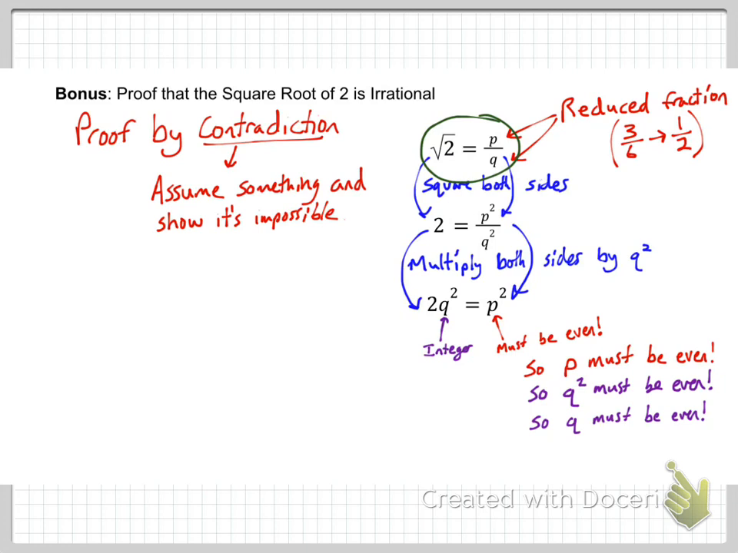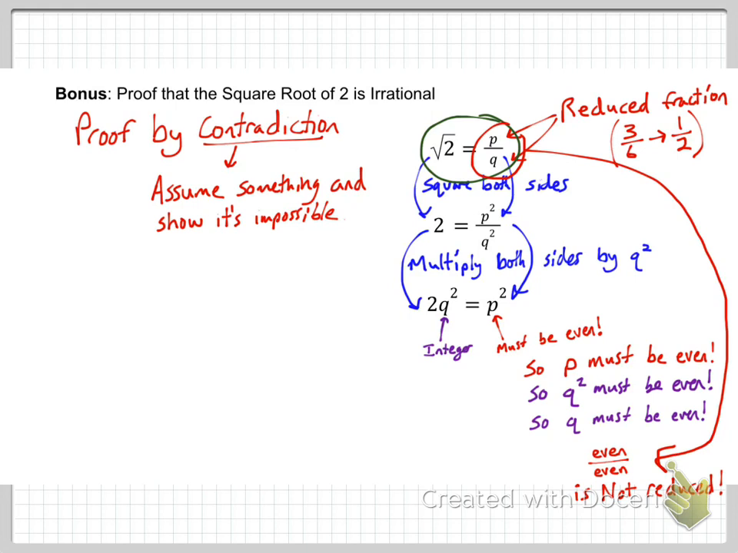And we've arrived at our contradiction, because if you look up here, we assumed that p over q is simplified, but we just showed that p must be even and q must be even. But an even number divided by an even number is not reduced, because you can divide the top and bottom numbers by 2. So what happened? Well, we just showed that that was impossible. In other words, the square root of 2 equals p over q is wrong. There's no p and q integers that are reduced that can make this. And of course, you can reduce any numbers by dividing out the factors. So that means something else must be here.